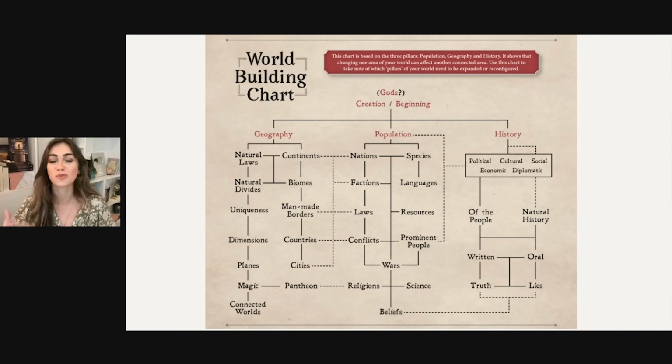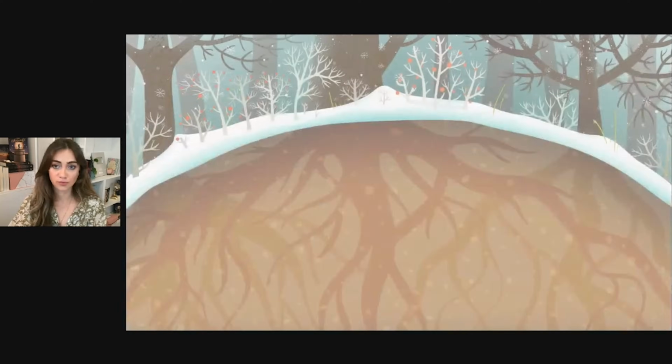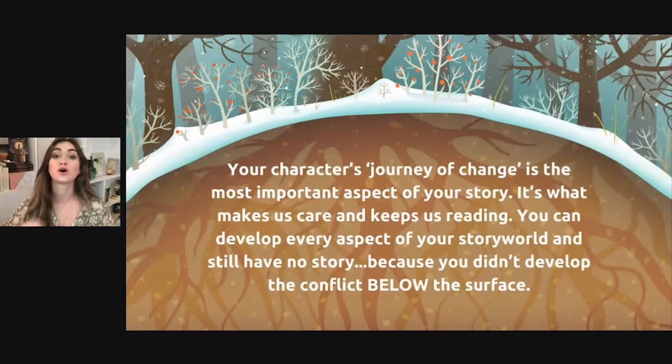So what matters? What's my point of reference for any of this mattering? Why do I need to know about the species and the natural laws and the natural history and oral history if it doesn't matter to a specific individual character? Okay. So we're going to dig down into what's below the surface.